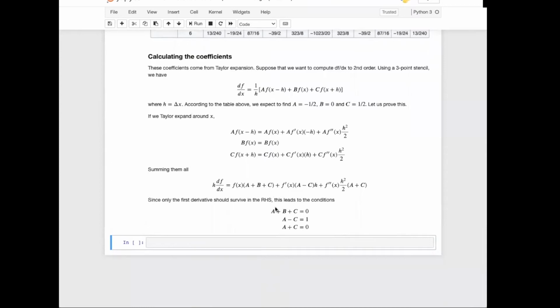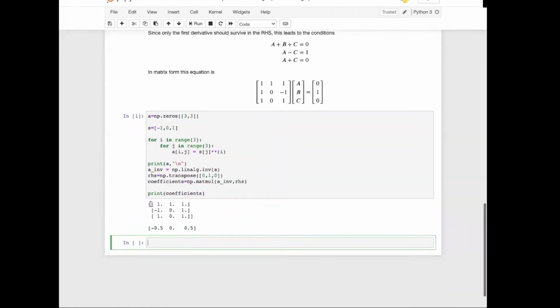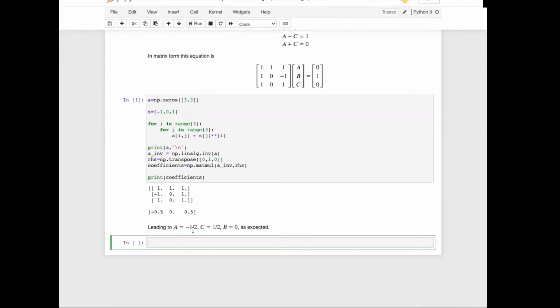a plus b plus c is equal to 0, a minus c is equal to 1, and a plus c is equal to 0. So in matrix form, this is the equation, which we can invert here, as you see. This is the matrix. And so for the coefficients, -half, 0, half. Indeed, -half, 0, half is expected.